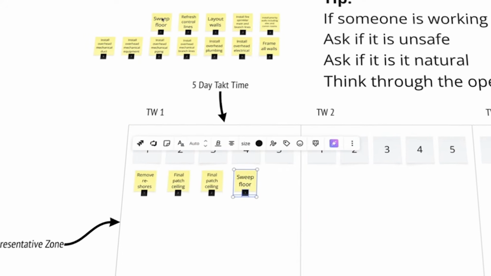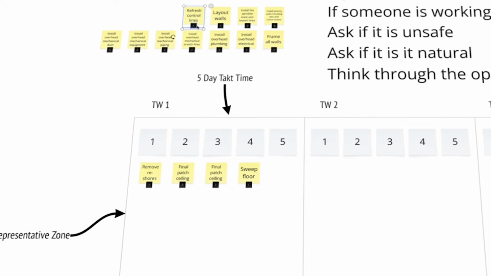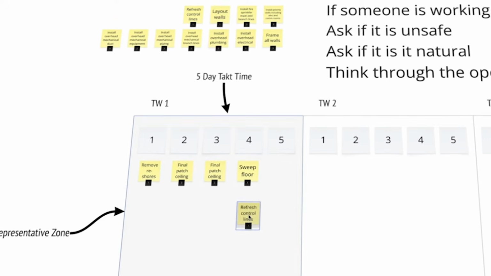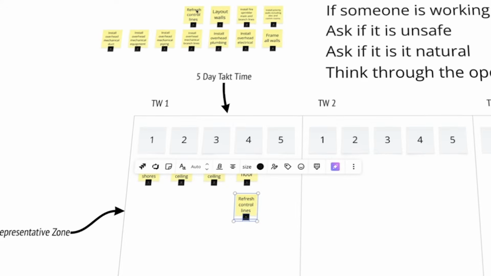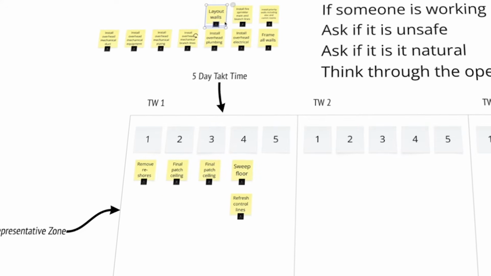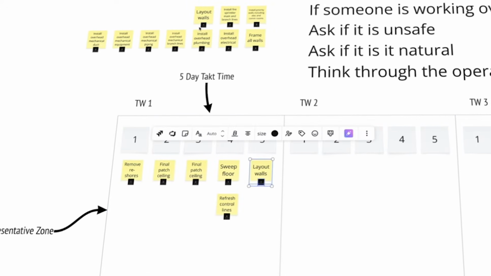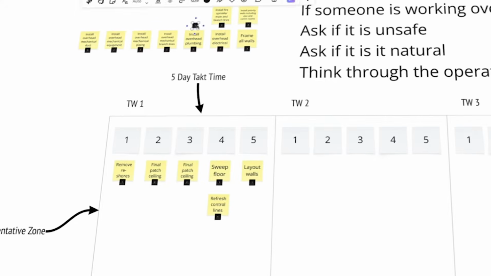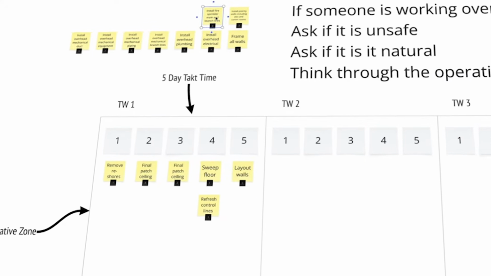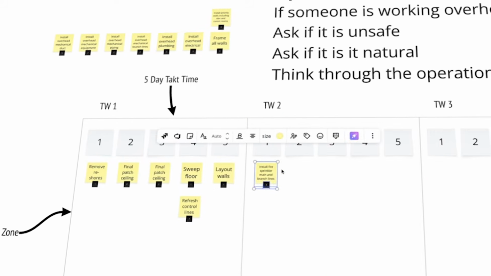Sweep floor, yeah, we probably want to do that the second day. Can probably run something concurrent, right? So, yep, refresh control lines. Oh, yeah, sweeping the floor is not going to take that long. We can probably run these concurrent, so that's super fine, okay? And then layout walls, okay? So layout walls would then come in here and be on day 5, all right? Now, let me just keep going just for a little bit to show you some things. Install fire sprinkler would move to the next week, okay? But there's 3 of them.